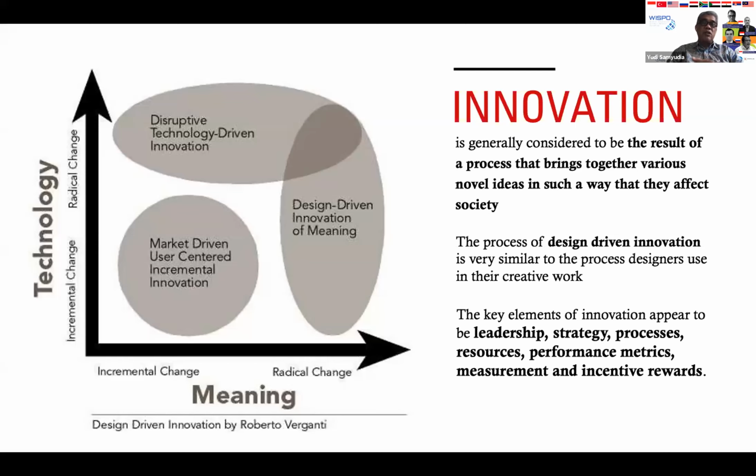So if we have a technology-driven innovation, the landscape changes quite dramatically. It can be disruptive. We have a new development in technology, and for example, I think the innovation in the digital era has changed the landscape of business. That kind of innovation is disruptive technology-driven innovation. So the change is radical.